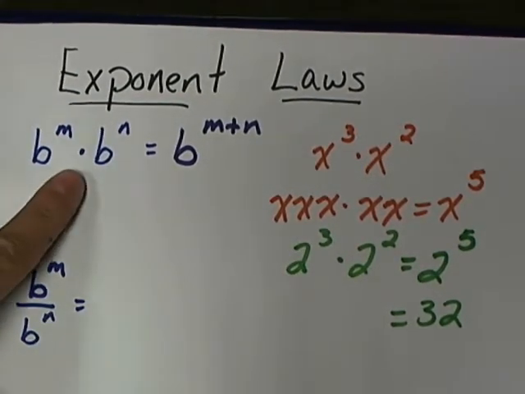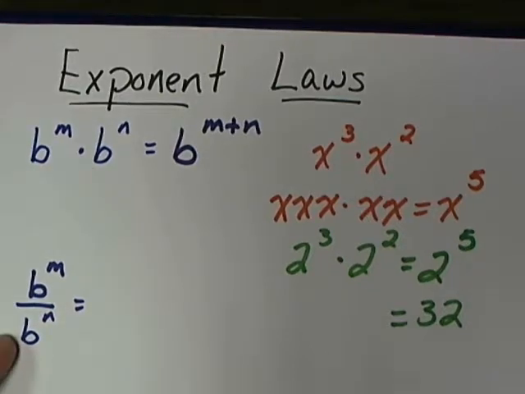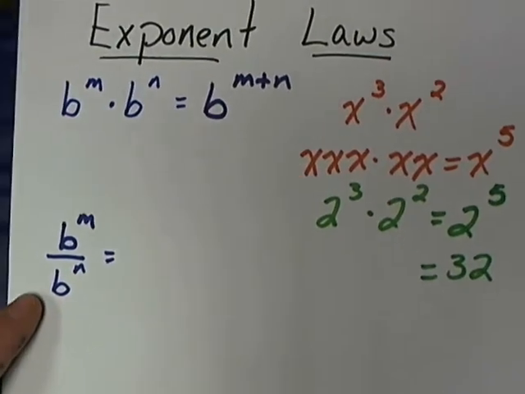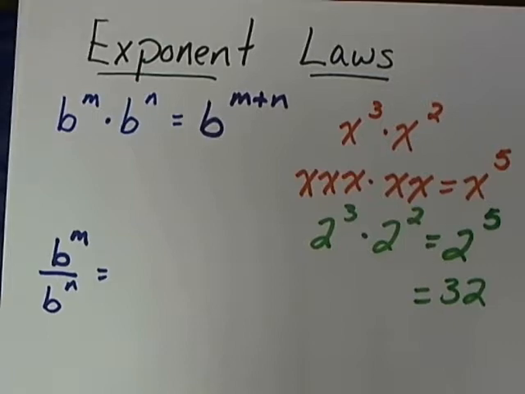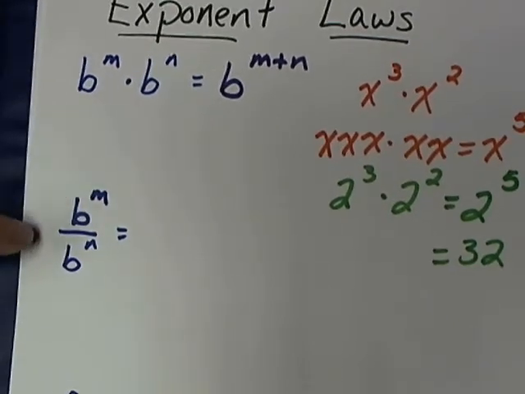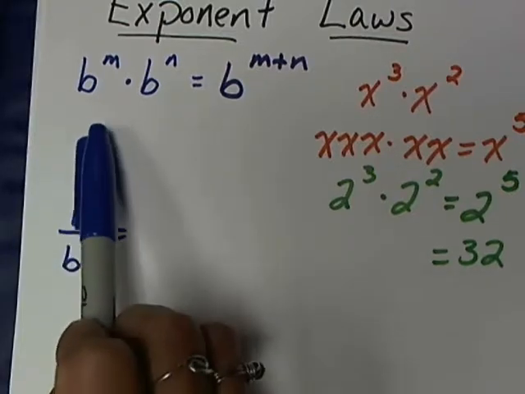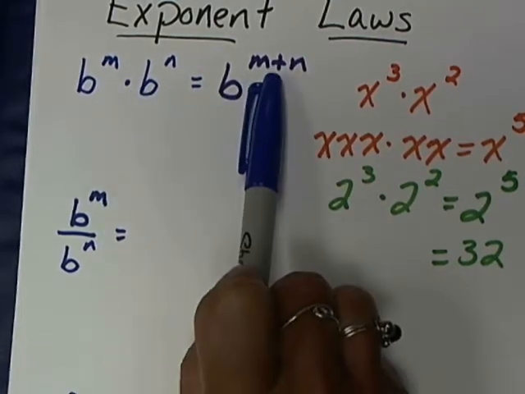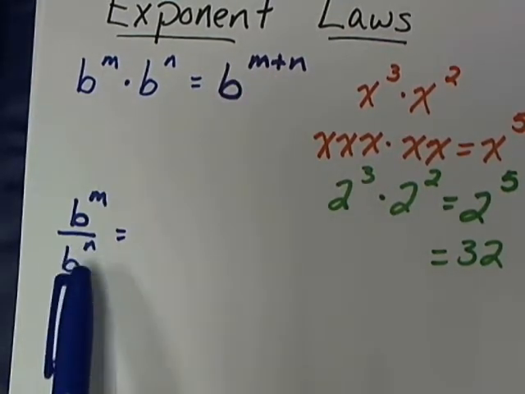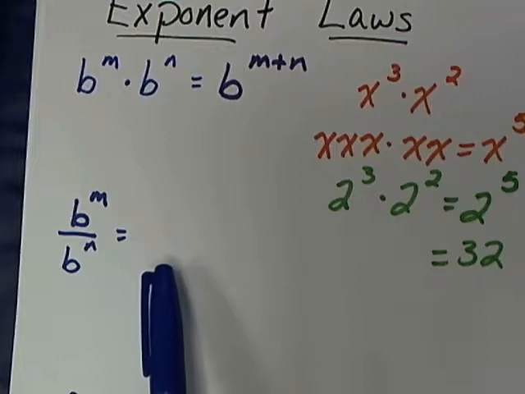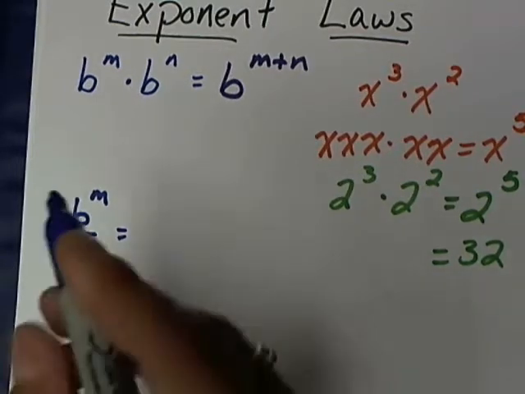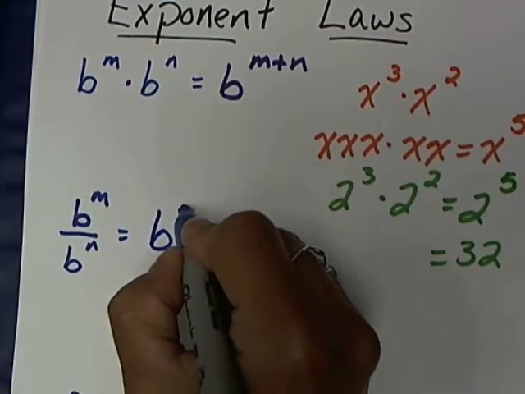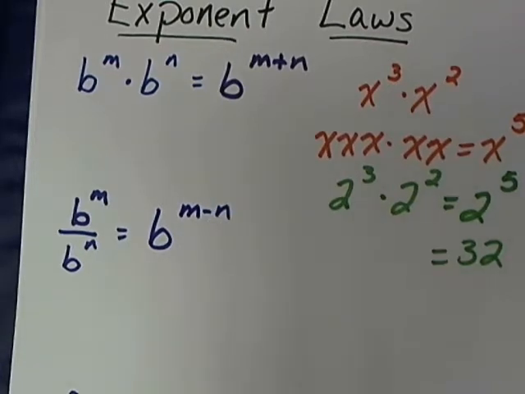Well, if we have a law with multiplication, you know darn well that we have the same law or a similar law with division. So if I had b to the m and I was dividing it by b to the nth, or it was written in fractional notation, we have a law for that as well. Well, let's think about it. If the multiplication turned into addition of exponents, division is going to turn into subtraction of exponents. So this is b to the m minus n.